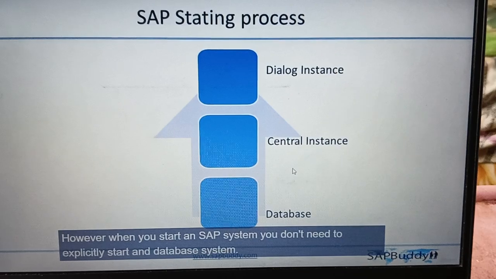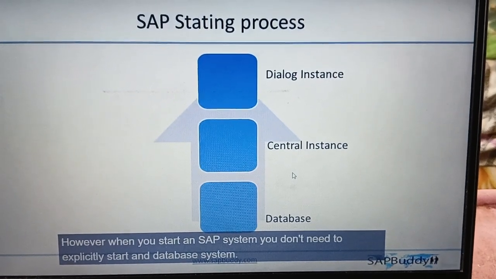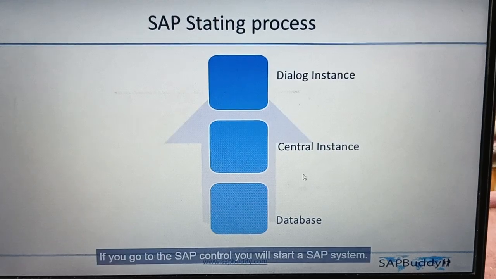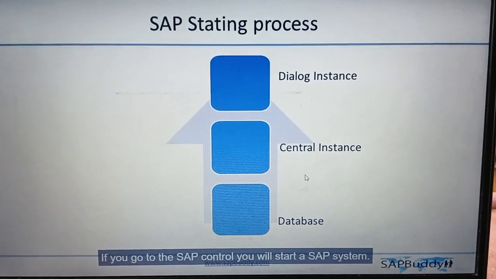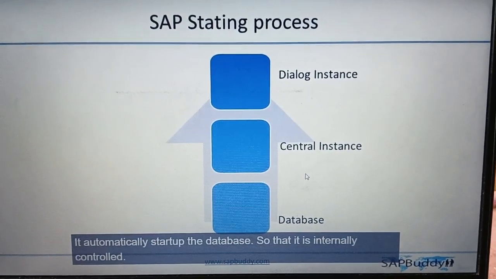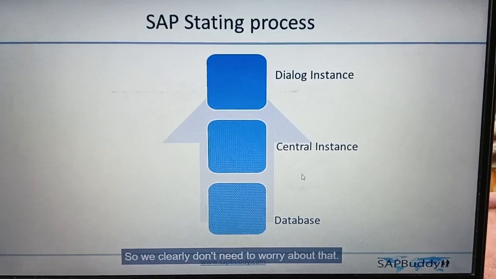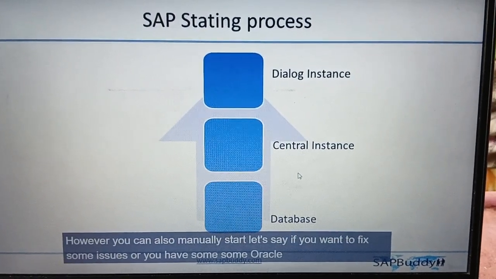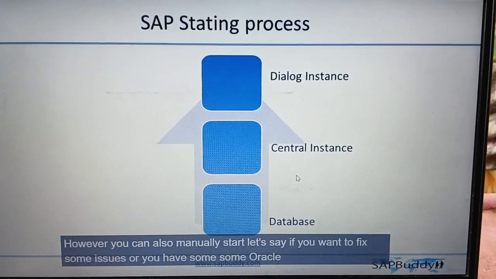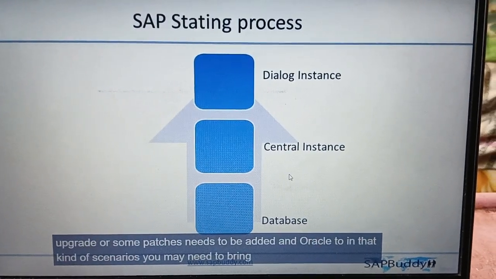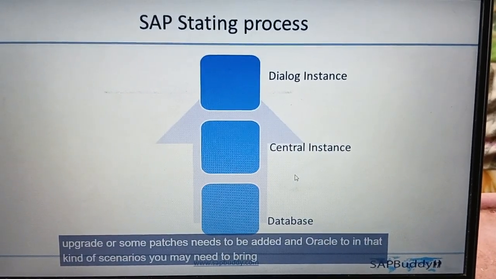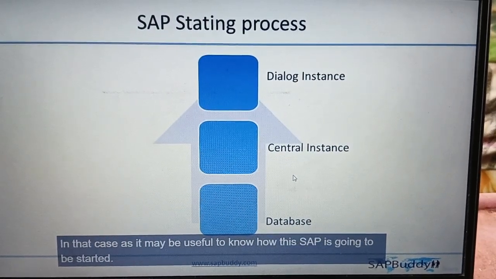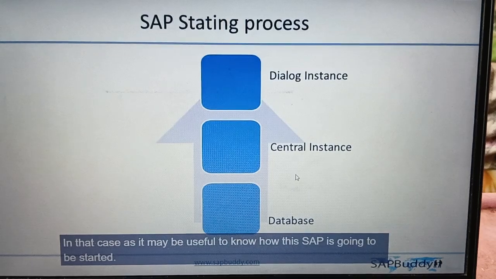However, when you start an SAP system, you don't need to explicitly start the database first and then start the SAP system. If you go to the SAP console and start the SAP system, it automatically starts up the database. It is internally controlled, so we really don't need to worry about that. However, you can also start it manually. Let's say you want to fix some issues, or you have an Oracle upgrade or some patches that need to be added in Oracle. In that type of scenario, you may need to bring only the SAP system down and start the database and do these kinds of things. In such cases, it may be useful to know how SAP is going to be started.